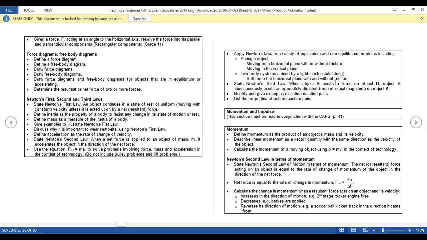Be able to identify, rather to state Newton's third law of motion, and as well, given a scenario or a question, you must be able to identify action-reaction pair of forces and be able to list those properties of action-reaction pair of forces. You will remember that those properties are the fact that the magnitude of the forces are equal, but it acts in opposite direction to each other, and that those forces act on two different objects. So that is that, my dear learners, in terms of Newton's laws of motion.